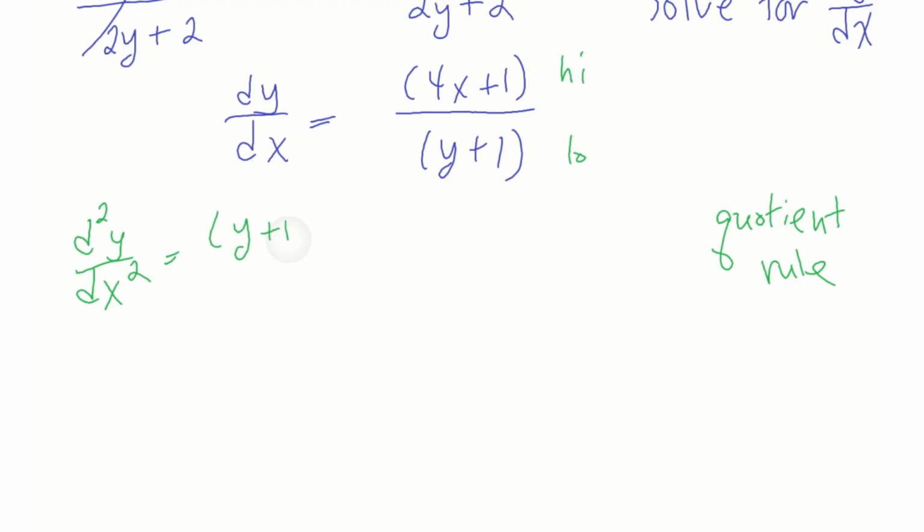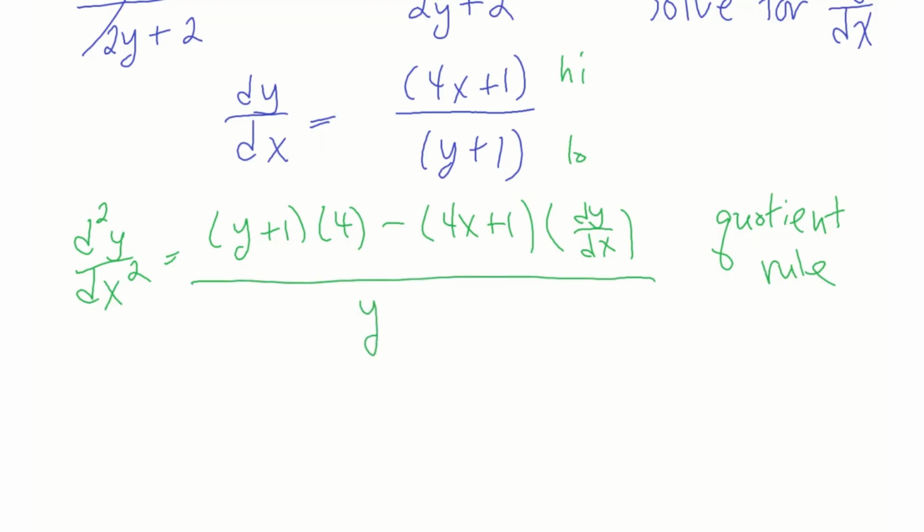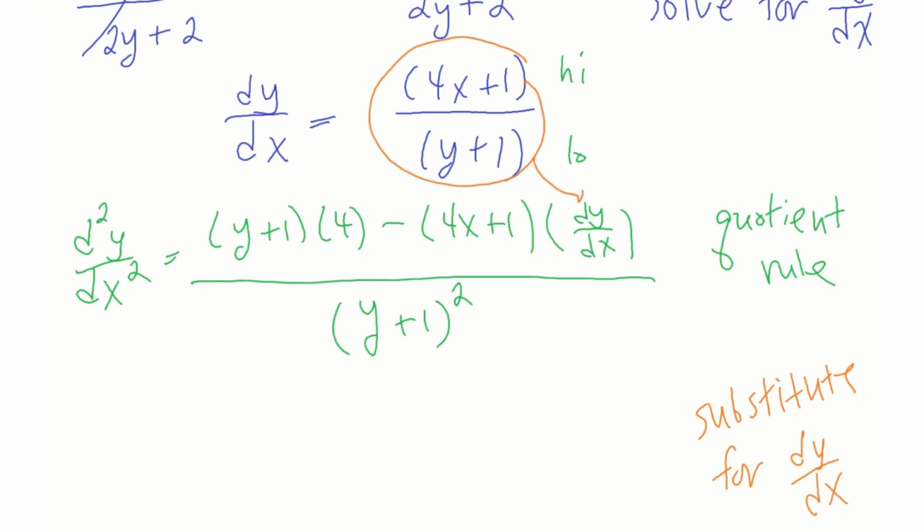The function on the bottom times the derivative of the function on the top, minus the function on the top times the derivative of the function on the bottom. All that goes over the function on the bottom squared. Low d high minus high d low, all over the bottom function squared. Do you remember what to do now? We need to substitute for dy dx. We solved that earlier.